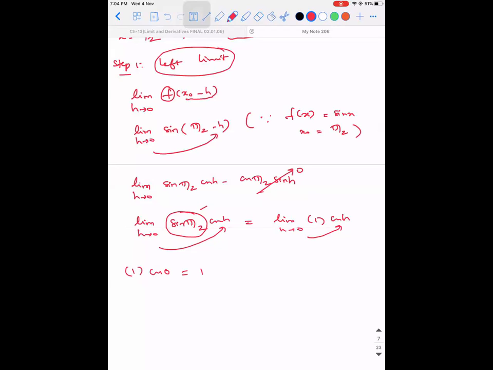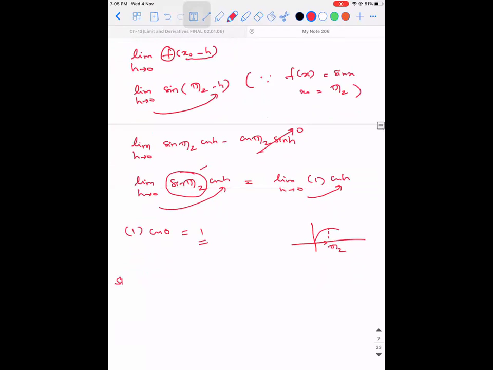The meaning of this is, for the graph of sin x, when you approach pi by 2 from the left hand side, from a point very, very close to it, you are going towards a function value of how much? You are going towards a function value of 1.